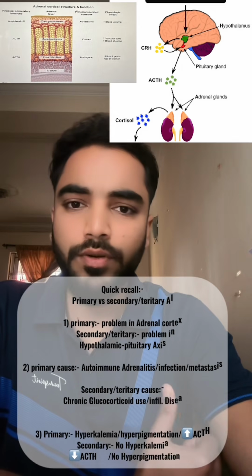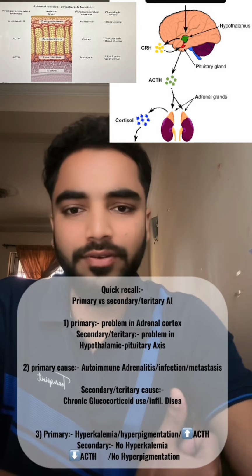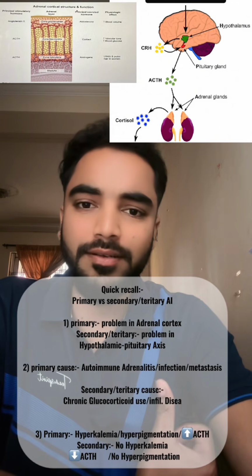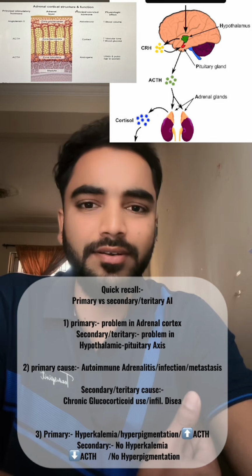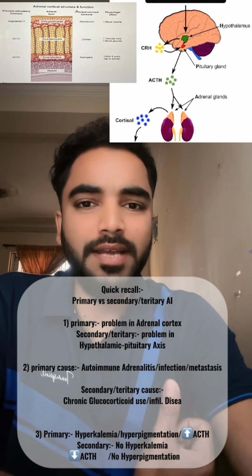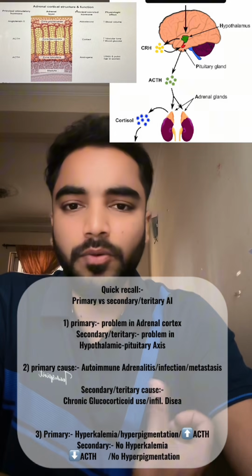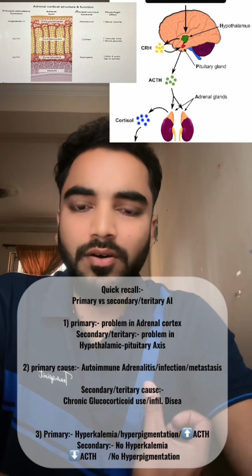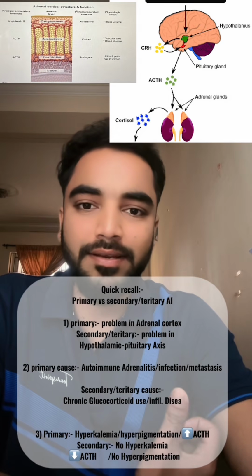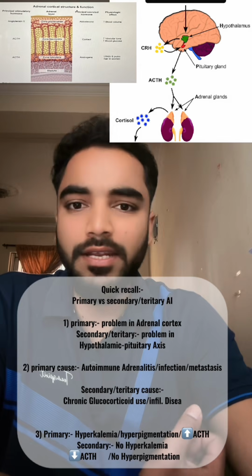Now we'll do a quick recall, or a comparison, between primary and secondary adrenal insufficiency. Primary adrenal insufficiency is mainly because of destruction of the adrenal cortex, and secondary is mainly due to disruption of the hypothalamic pituitary axis. Among the possible etiologies, the most common causes of primary adrenal insufficiency are autoimmune adrenalitis, infections, and malignancy. But for secondary, it's chronic glucocorticoid use and infiltrative disease.